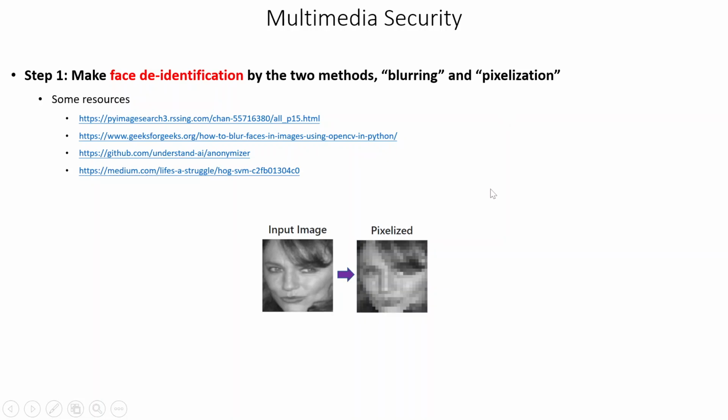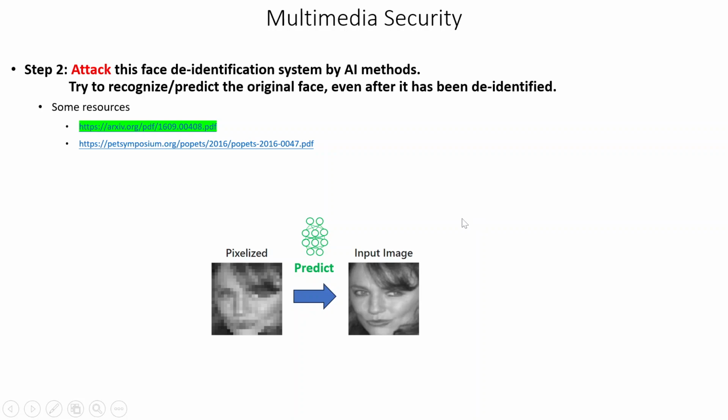Both methods you should do in your homework, and you can just read this resource. Then I want you to try to make a machine learning system to predict the face image's owner from the pixelization or blurring image. I hope you can do the prediction for the attack.